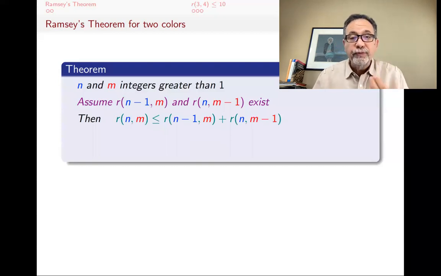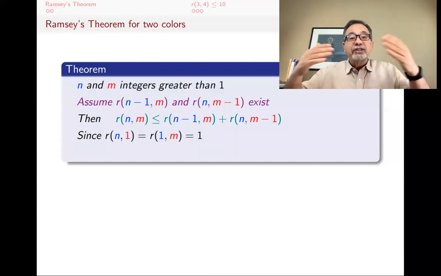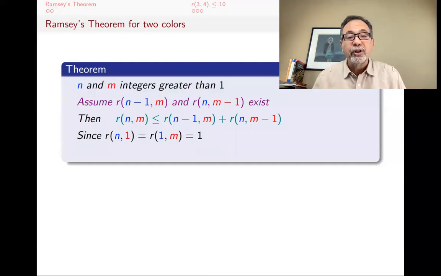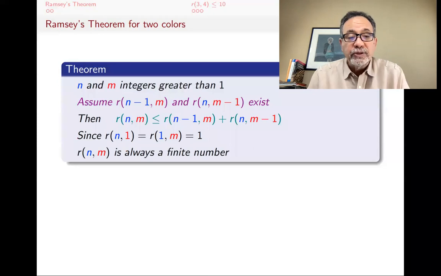This actually proves that, because we already know the earliest cases, for example that Rn1 and R1m are 1. Using those and then using that relationship, Rnm is less than or equal to Rn-1,m plus Rn,m-1, we can just fill up the whole table and show that all of these numbers, no matter what n and m are, are going to be finite numbers. So this will be our proof that Rnm is always a finite number.